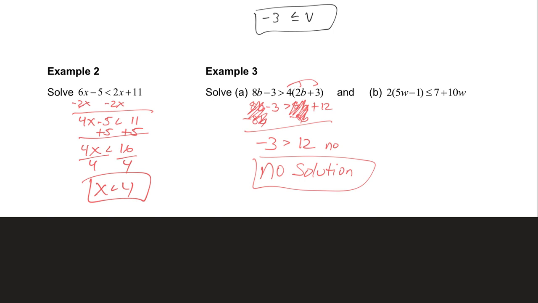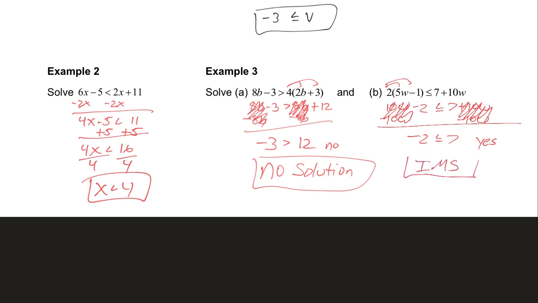Then we're going to do example 3, part B. I'm going to distribute to get 10w minus 2 less than or equal to 7 plus 10w. Let's take away 10w from both sides of this inequality. The 10w's cancel, and I get -2 less than or equal to 7. My w's cancel here. Is -2 less than or equal to a positive 7? Yes, which means infinitely many solutions.